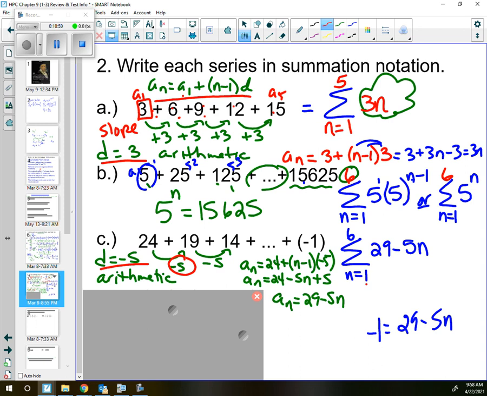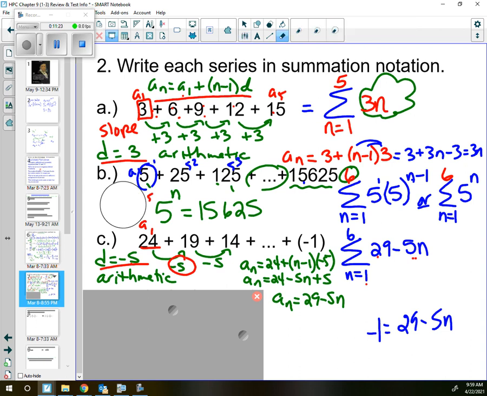So I started at term 1, so I just let this be my A1, my term 1. Again, you can do it the creative way, so if I know my slope is -5, it's going to be a -5n for sure, but then -5 times 1 is -5, that doesn't get me to 24, so 24 plus blank would give me that -5.